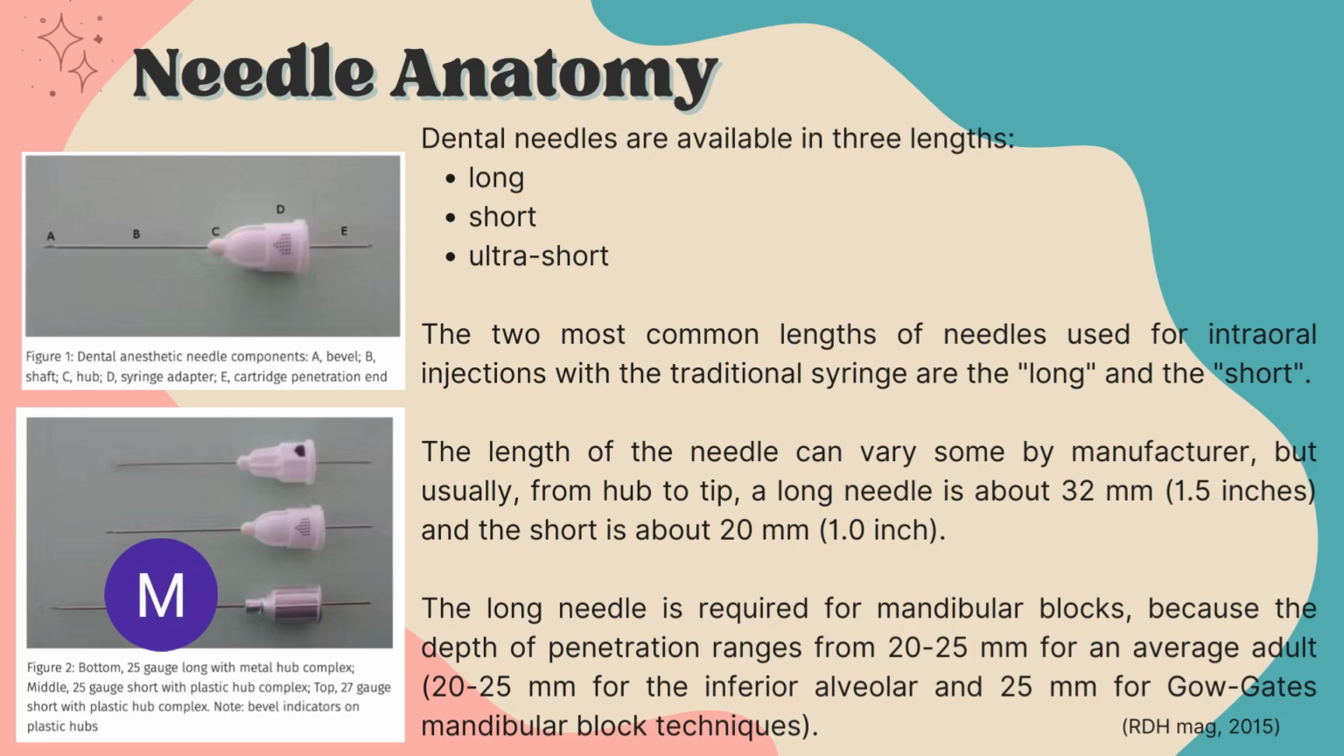So in my slide over here, I just have the different kind of needle anatomies. So you can see in the first picture, figure one, you have the dental anesthetic needle components. The end or the tip of the needle is the bevel. And then you have the shaft, and the little cap portion of the needle is called the hub. There's the syringe adapter and the cartridge penetration end. And then you could see in the second photo all the different sorts of sizes.